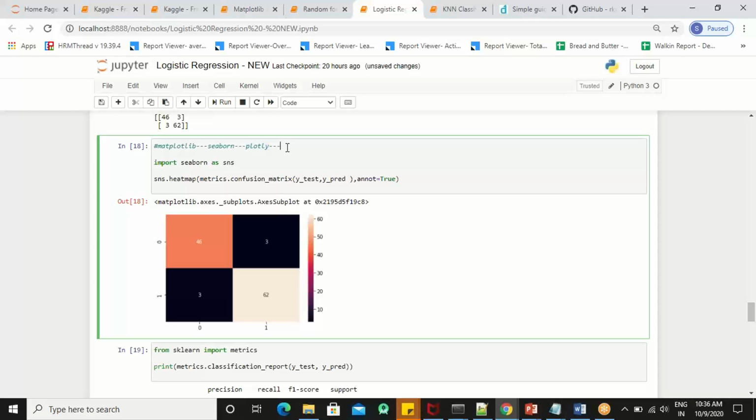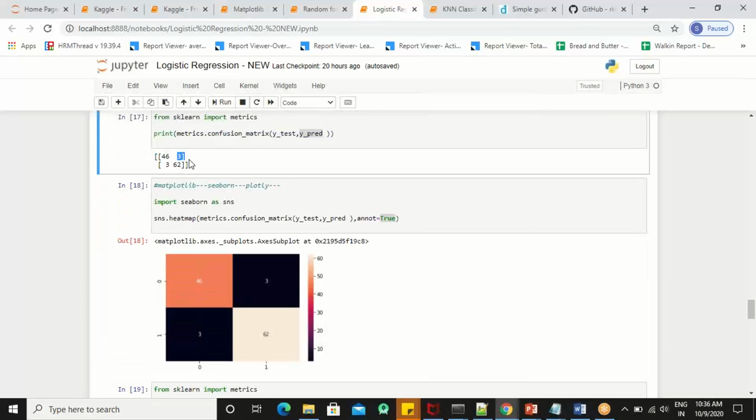These are good packages. Each package has some additional features. Annotation true means the 46, 3, 3 that you see written on my screen, that's what it signifies, the annotation. Annotation means that these values, 46, 3 and all, give those values along with the color as well. Okay. Very good.